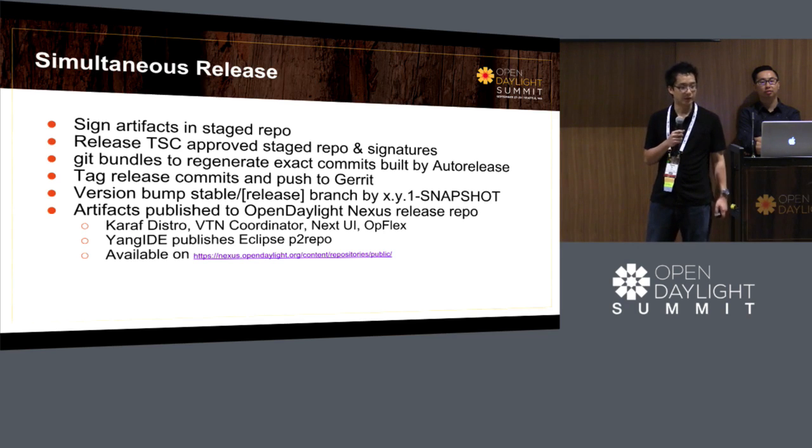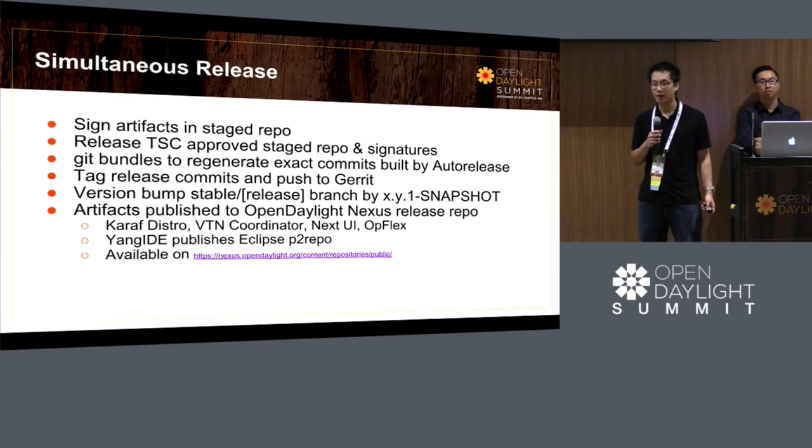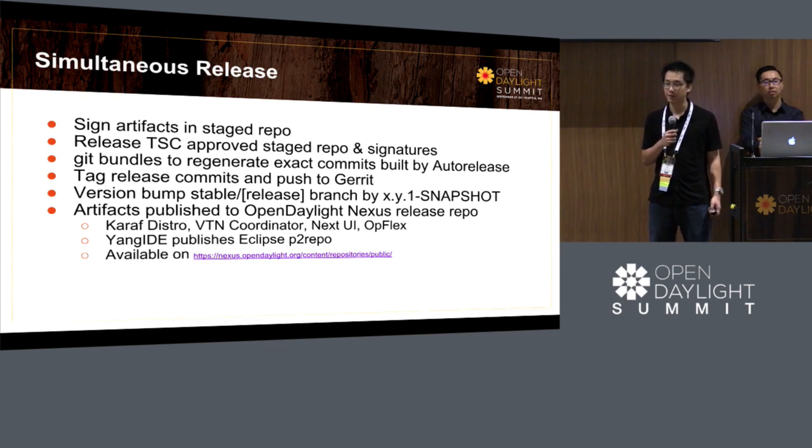I also want to highlight a couple of artifacts that we especially highlight on the downloads page. While all the artifacts go to Nexus, on the downloads page we make it clear that you can download the Karaf distribution, which is what most end users will probably be downloading. But also VTN Coordinator, NeXt UI, and OpFlex have their own binaries that you'll additionally need if you use those components.